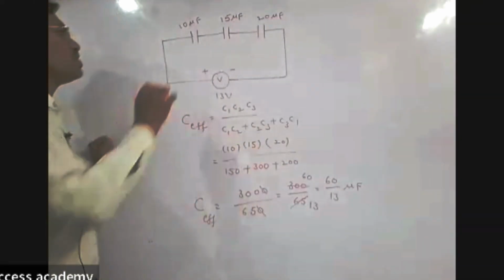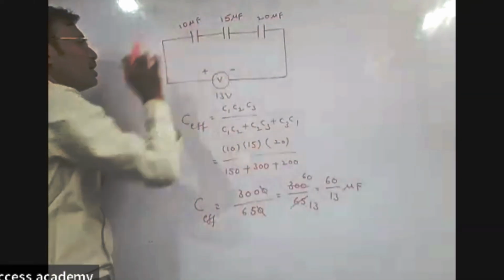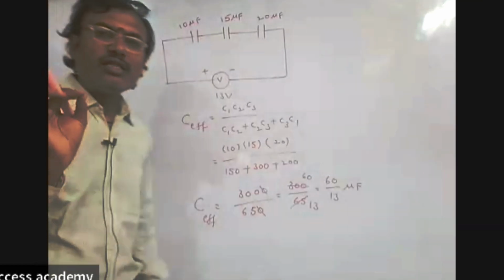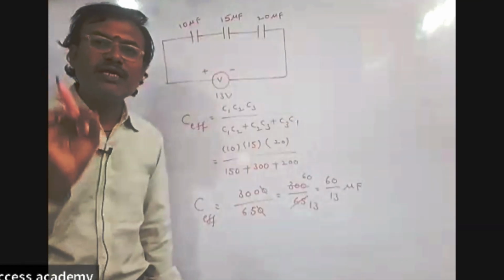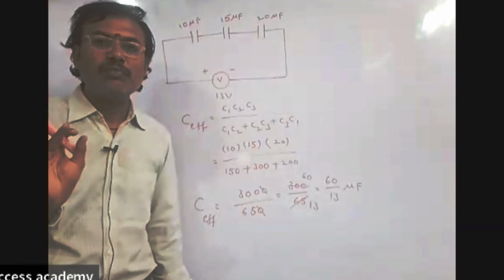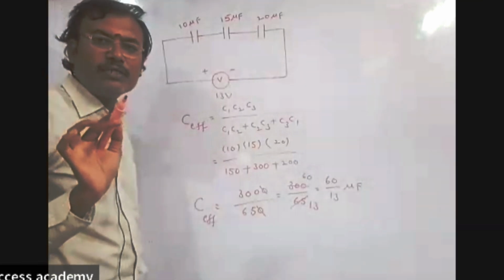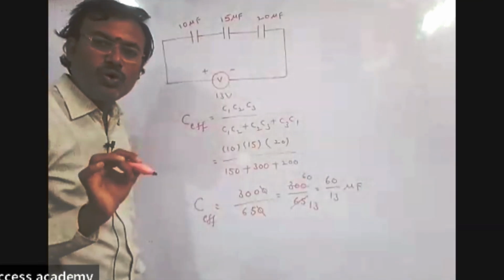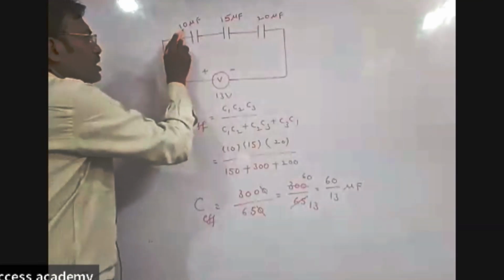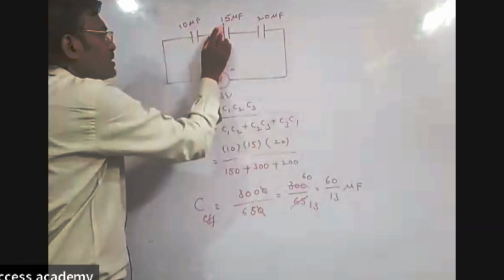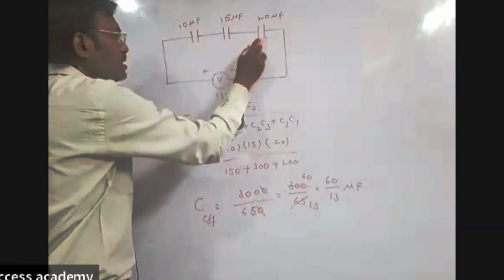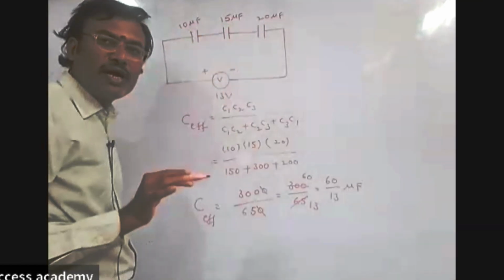We need to calculate the charge on 15 microfarad. Observe carefully. In series combination, the charge on every capacitor remains the same. So whatever the charge is present on 10 microfarad, the same charge is present on 15 microfarad, and the same charge is present on 20 microfarad.